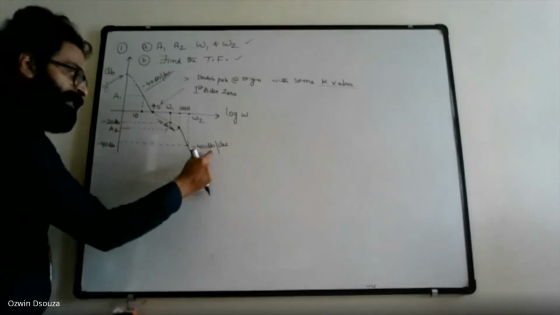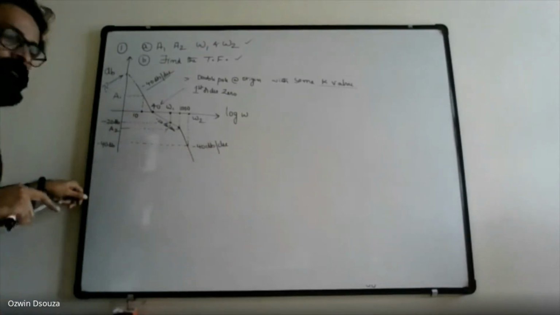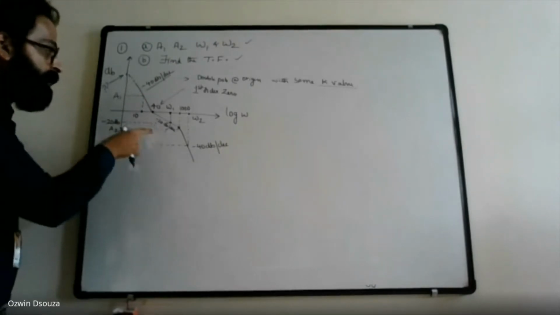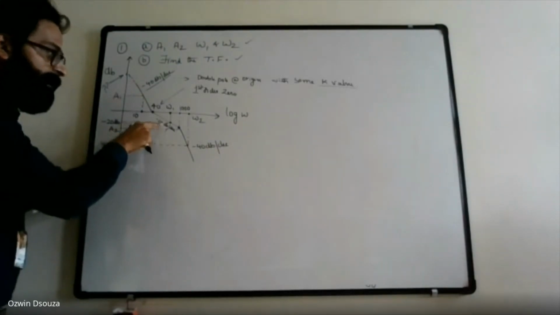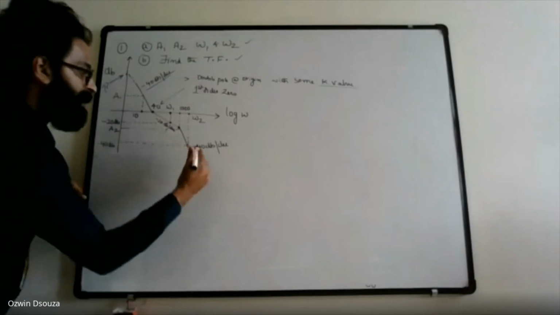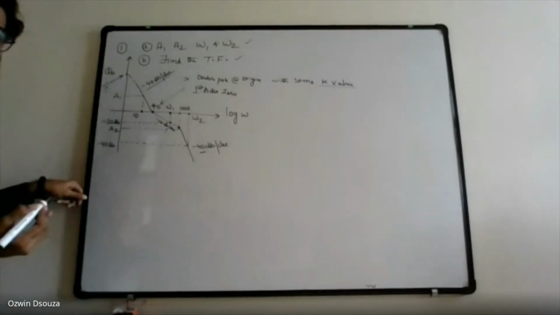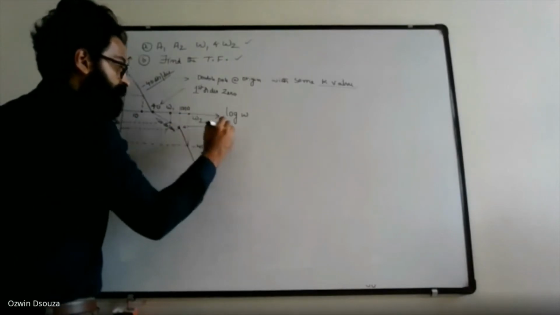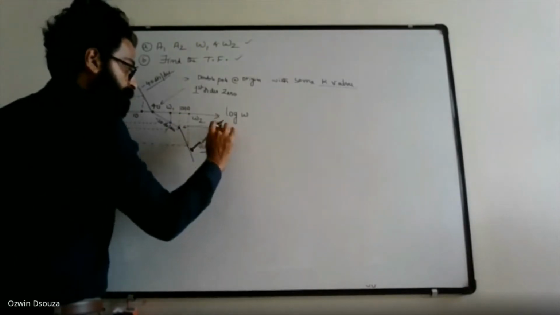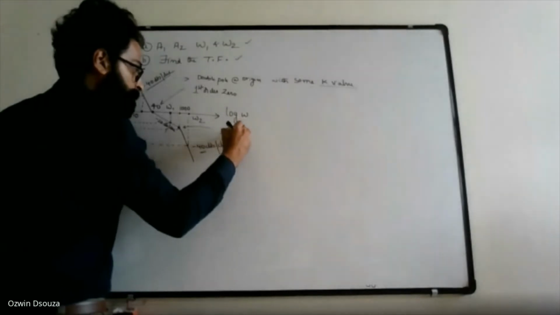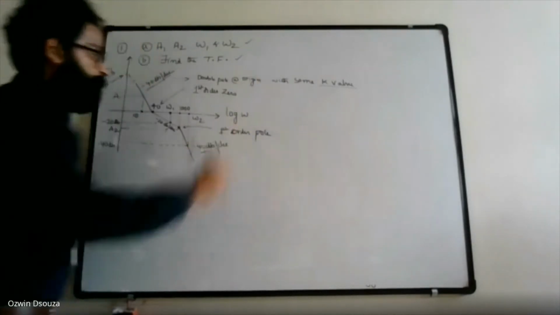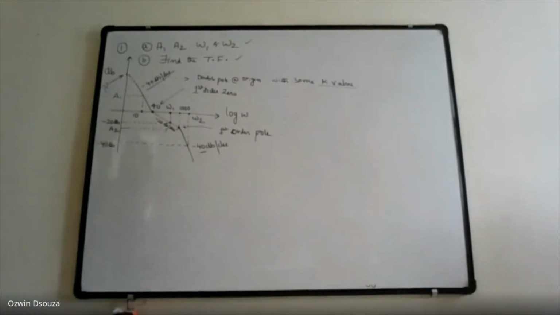So to get minus 40 decibel per decade, how much slope do you need to add? You need to add minus 20, right? Because the previous slope is minus 20. And if you add a further minus 20, you will get the next slope as minus 40 decibel per decade. That means to say there is a first order pole.